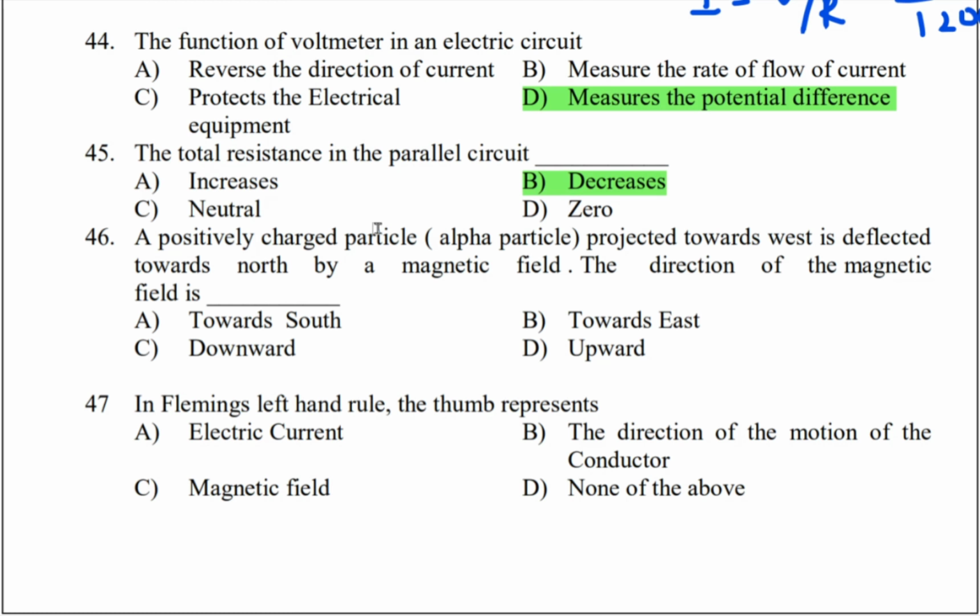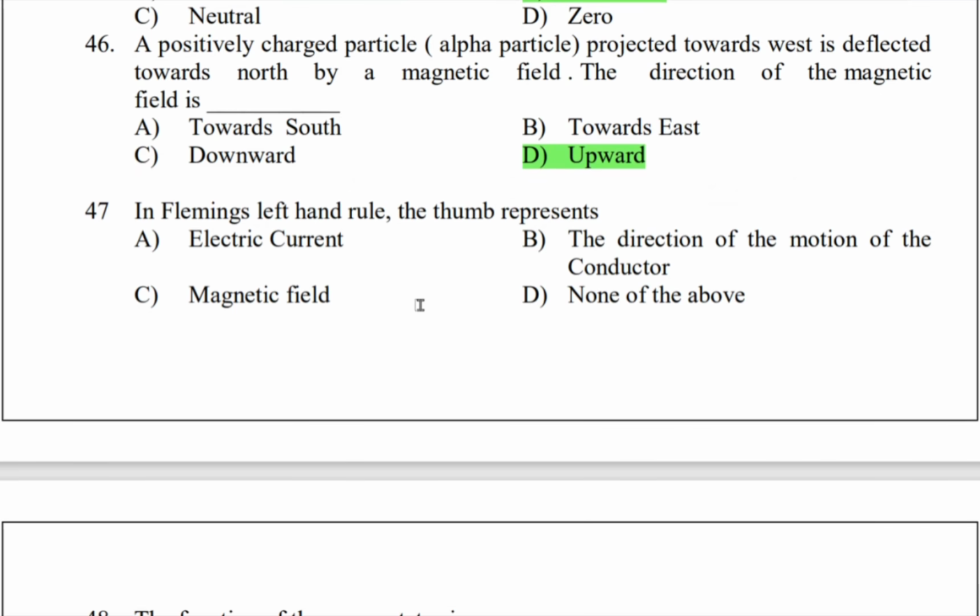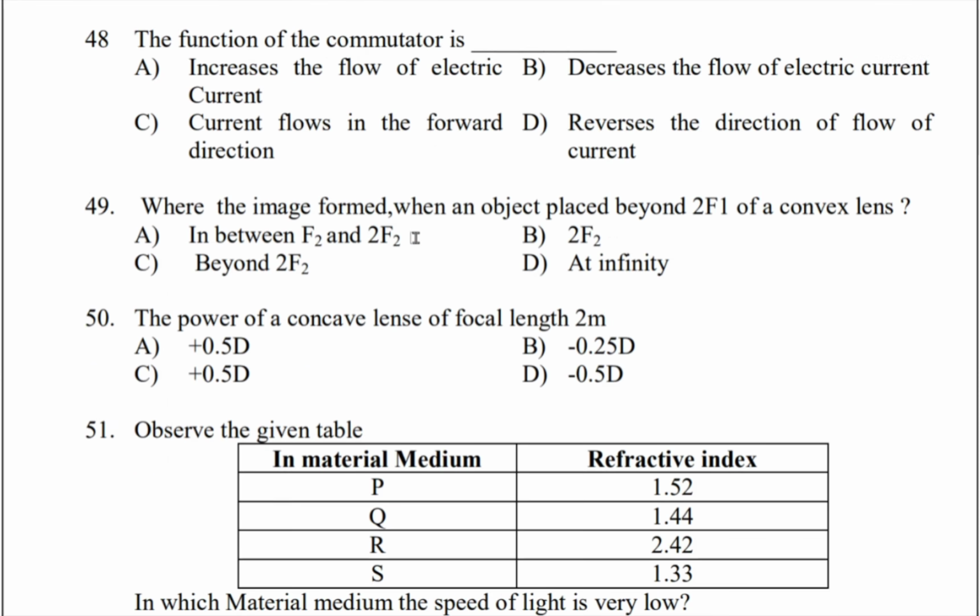46th question. A positively charged particle, alpha particle, projected towards west is deflected towards the north by a magnetic field. The direction of magnetic field is upwards. Now the next question. In Fleming's left hand rule, the thumb represents option B, the direction of the motion of the conductor. Therefore, the correct answer is option B. The function of the commutator is to reverse the direction of flow of current.